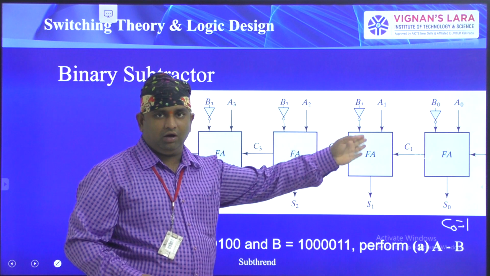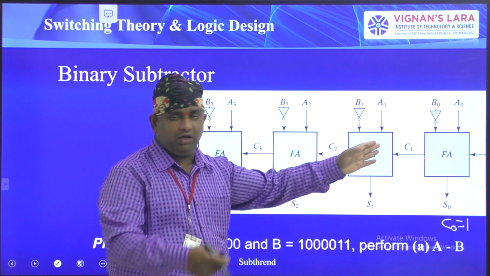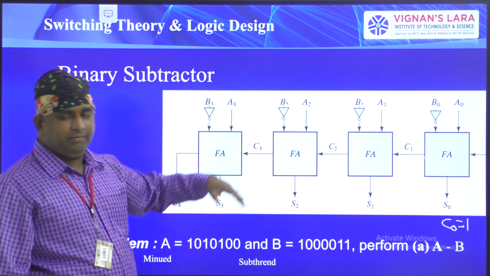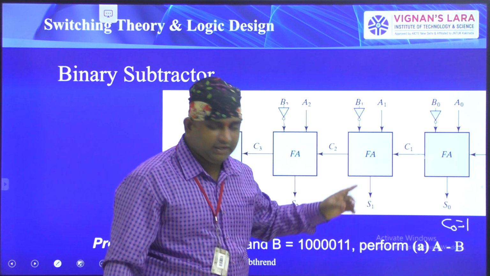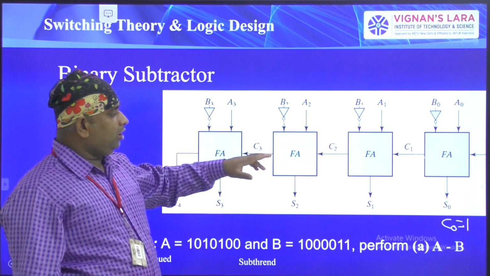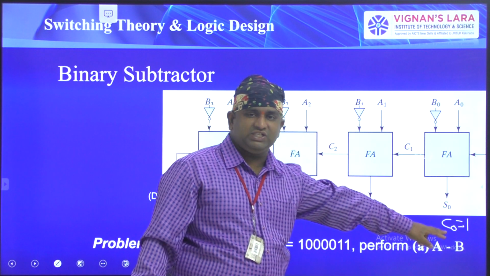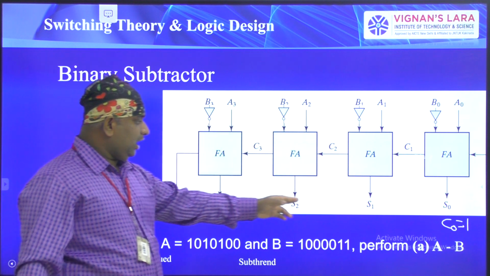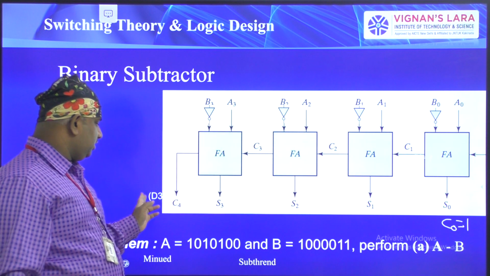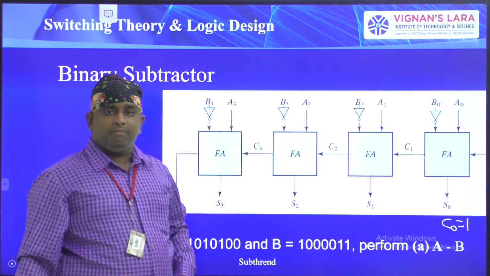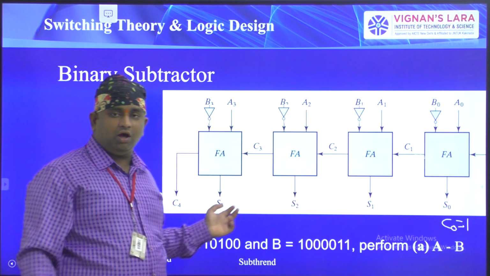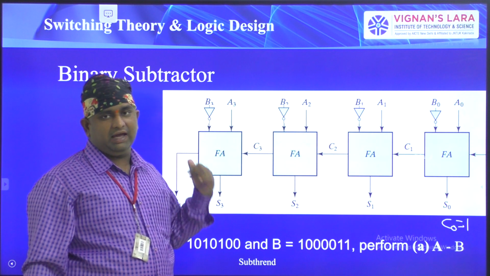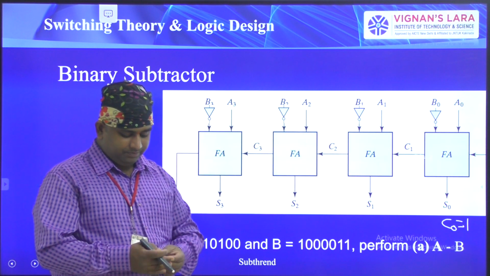Some part of the diagram is not displayed on this board, the image has been cut here. No problem. The remaining portion I have written here: C0 is equal to 1 and A1, B1, A2, B2, A3, B3, and these are sum 1, sum 2, sum 3, sum 4. But you have to remember that these are not the final sums, these are the differences, and the final carry. So remember this.